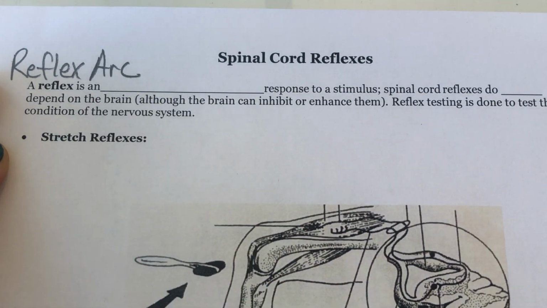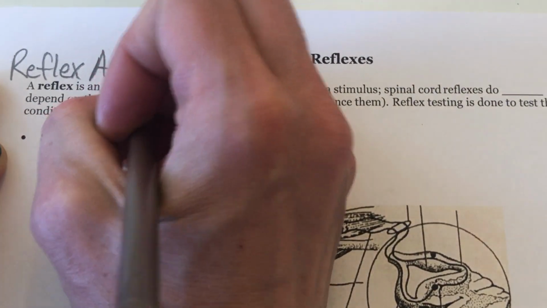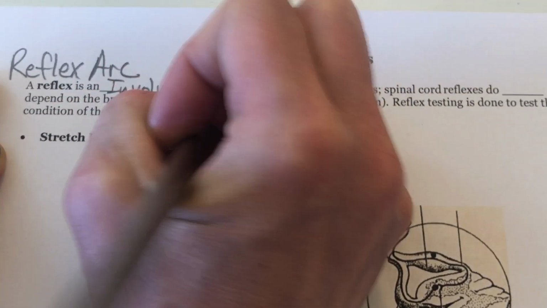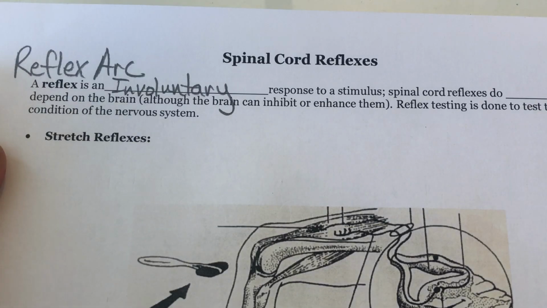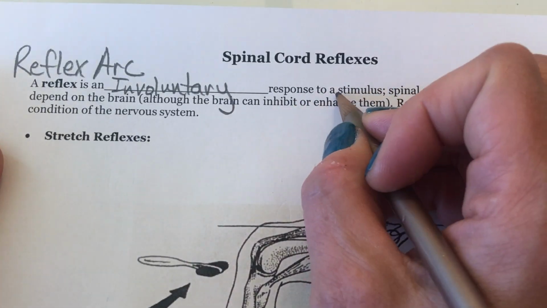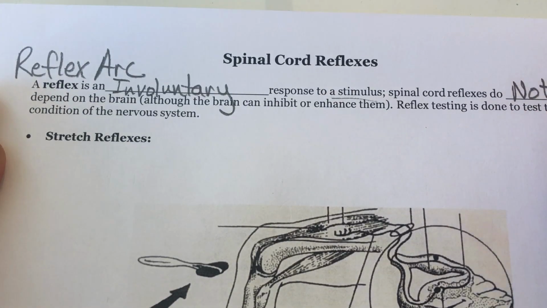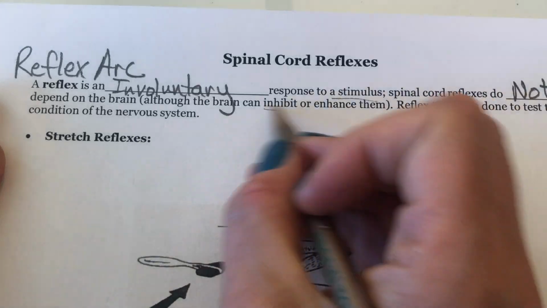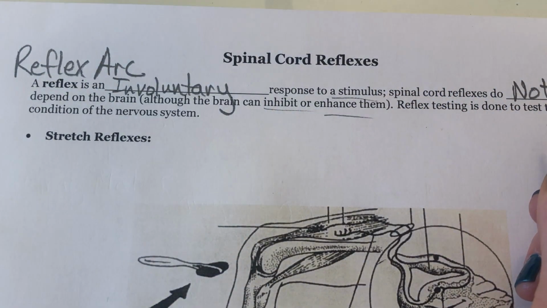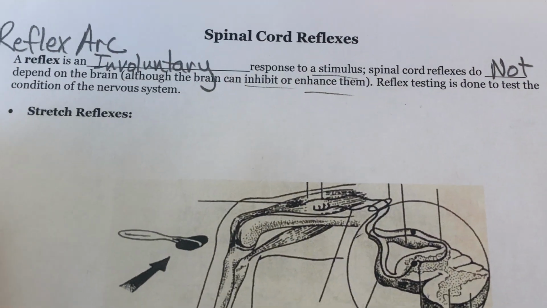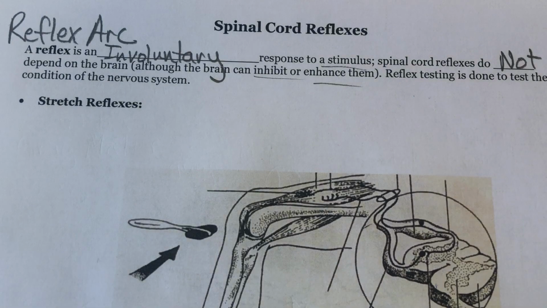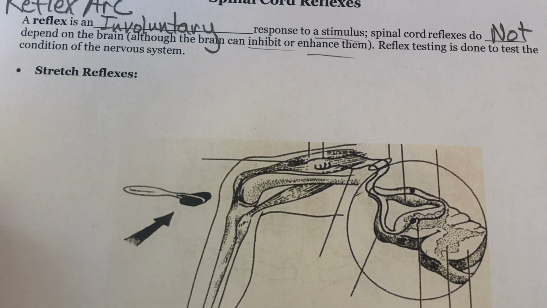A reflex, what is it? It's an involuntary response. You might be able to have some control over it, but at least your body's trying to initiate some sort of response to a stimulus. And spinal cord reflexes do not depend on the brain, although the brain can inhibit or enhance them, as we said before. Reflex testing is done to test the condition of the nervous system and see how healthy it is by seeing how fast your spinal cord reflex is and if it's responding at all, I guess.